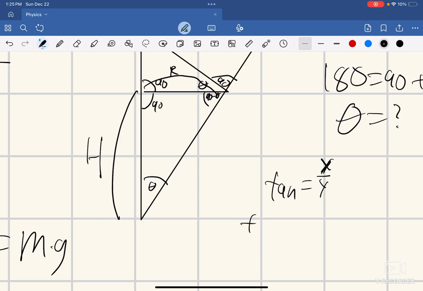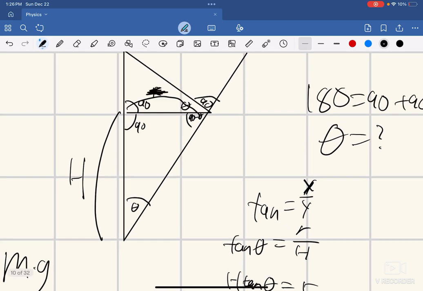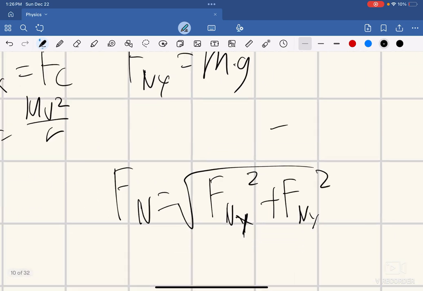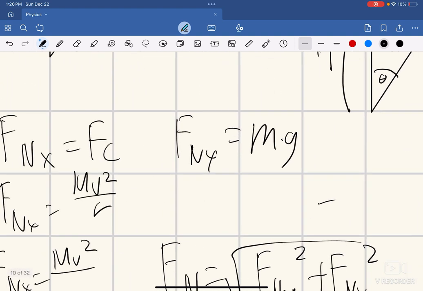And tan theta is given by x over y, right? And here, x is r, and h is y, right? So we have h tan theta is equal to r. Oh, that should be lowercase. These should be lowercases, right? So we got the value for r, so we can just plug that back in right here. So we got Fn of x is equal to mv squared over h tan theta.